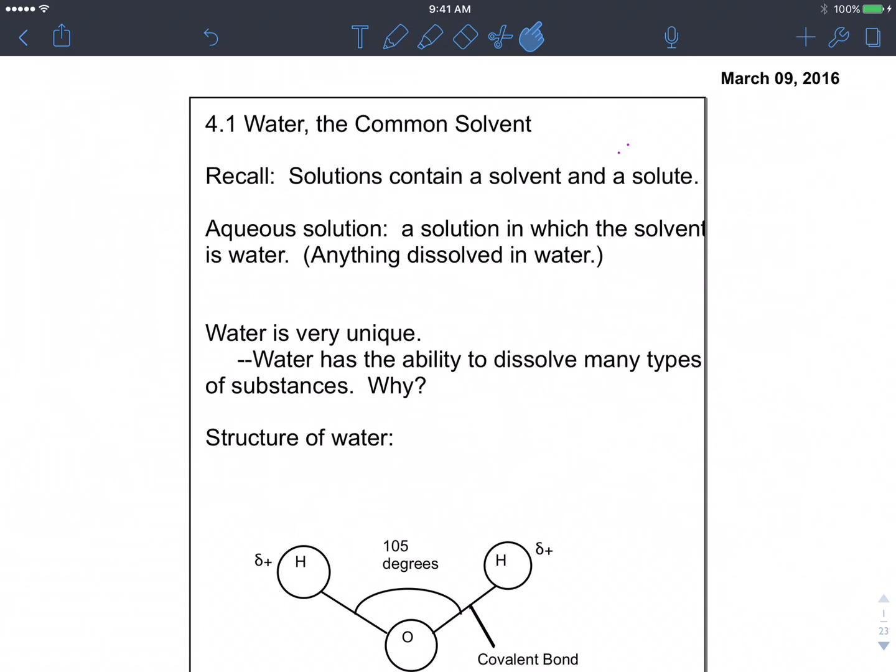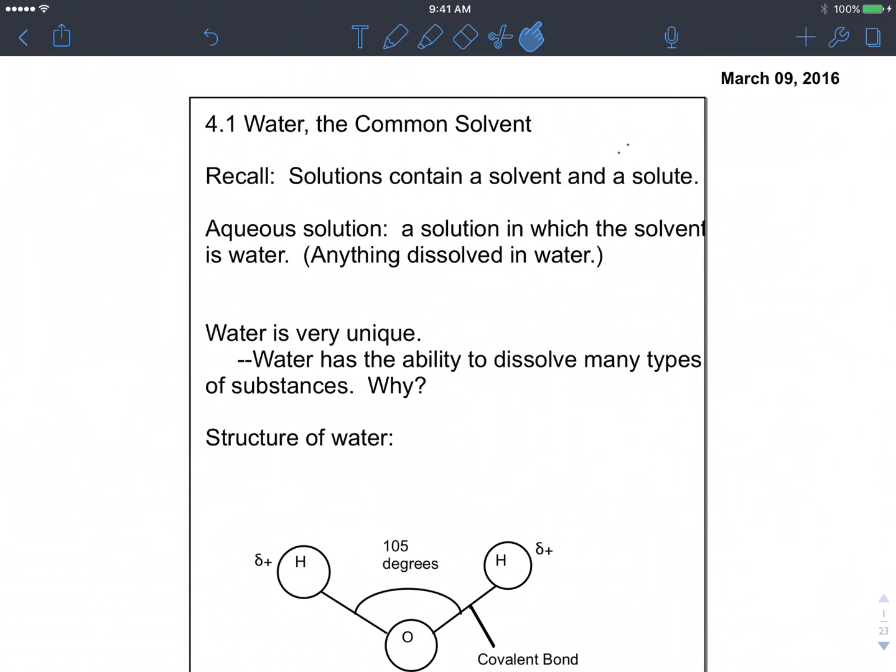So, what we need to talk about is this idea that we need to have these chemicals, these different molecules and compounds in some kind of liquid so that they're free to move around and interact and react with each other. So we're going to start by talking about water because water is the most common solvent.